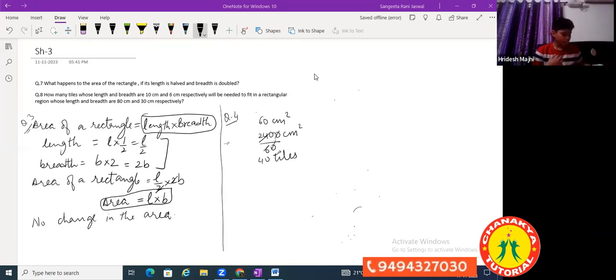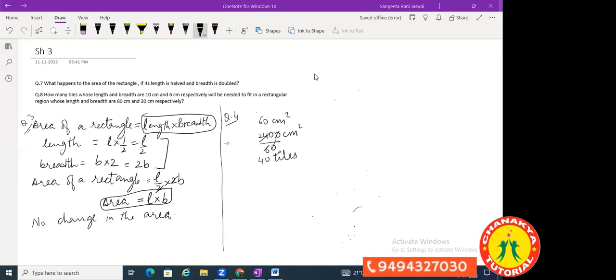Yes. So here, first you see the dimensions of the tile are given. One small tile is 10 centimeter and 6 centimeters, length and breadth. So we will find the area of the tile. That will be length into breadth, so 10 into 6, which will be 60 centimeters. Oh, sorry, it's 60 centimeters square. Got it?